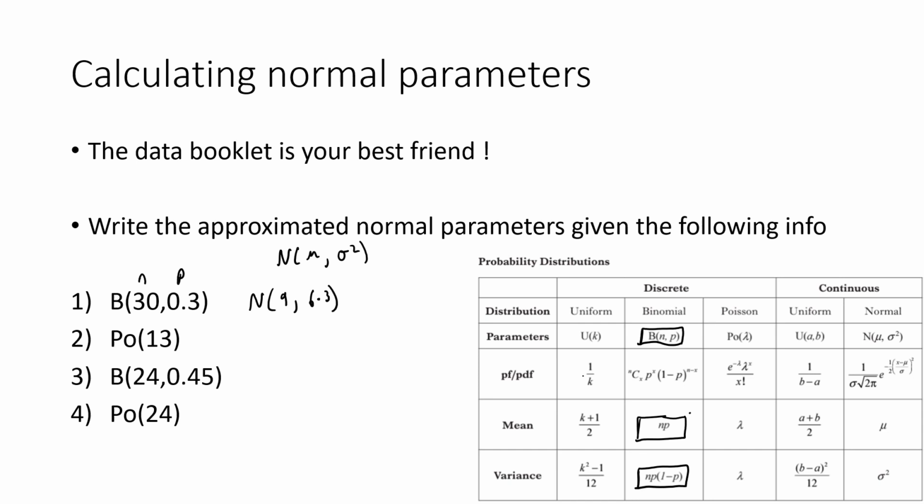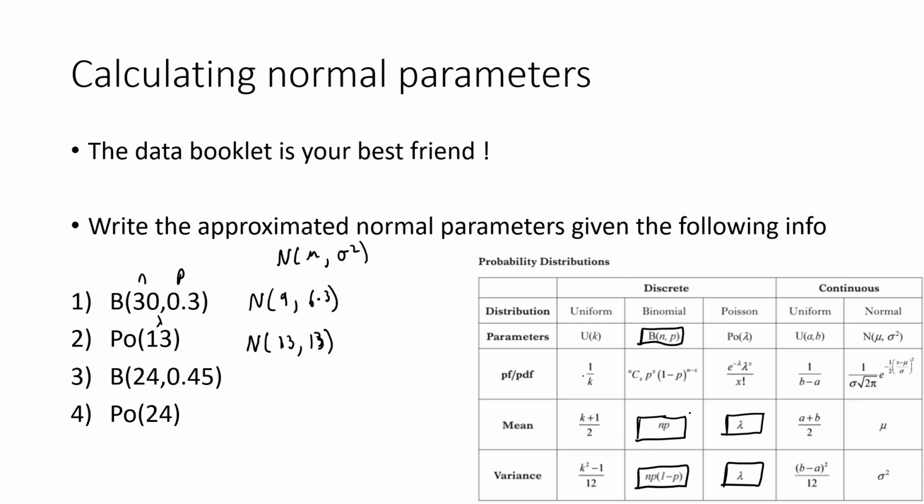Okay, next on to Poisson. So what does Poisson give us? It gives us lambda. So we know 13 is lambda, but how does that help with means and variances? Well, it's very simple. To find the mean in a Poisson distribution, the mean is lambda. So the mean is equal to lambda, which is 13. And that's the same for variance. So our normal distribution is N(13, 13). And that's very simple, easy.